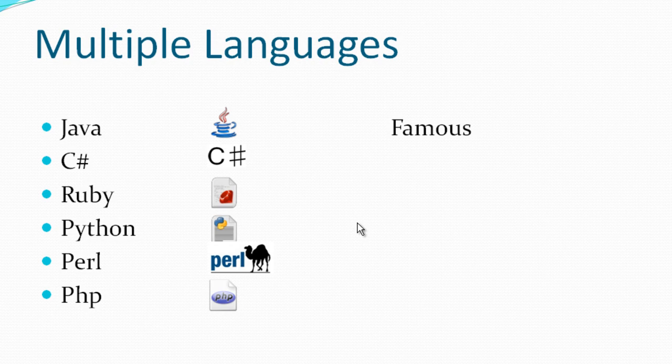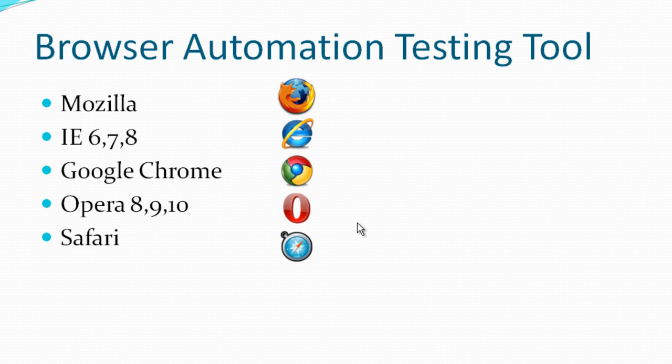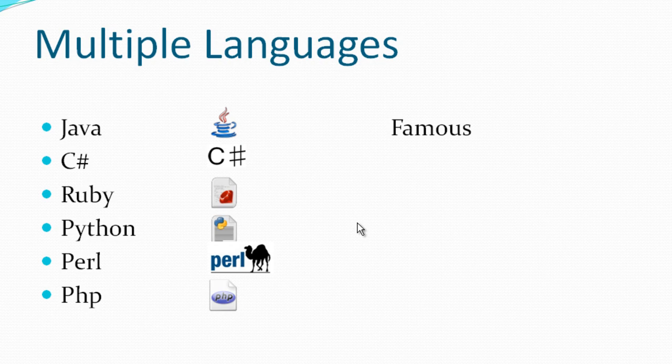We'll be first learning Java and after that we'll learn Selenium. Don't jump to Java directly. So we know that Selenium is an automation testing tool which works across multiple browsers, multiple operating systems, and it can be used with multiple languages.